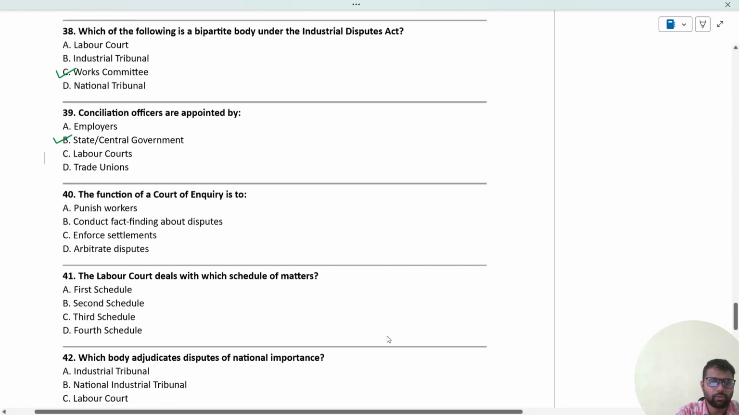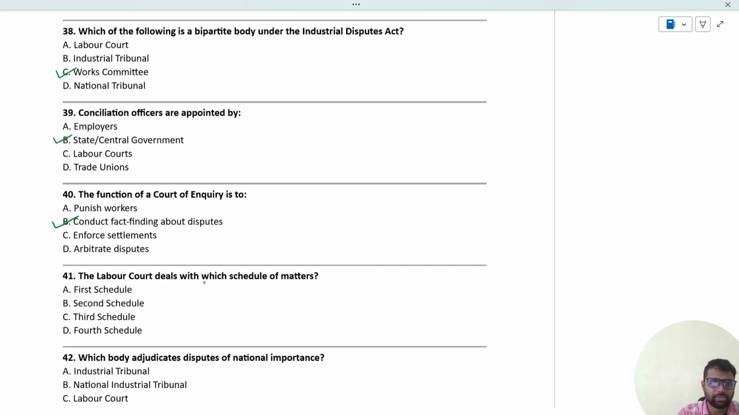The function of the court of inquiry is that it will inquire the details. So, the court of inquiry investigates the facts, and the judgment is not binding. That means what it recommends is not binding on either of the parties. So the correct answer would be: punish worker, no. Conduct fact finding about dispute, yes.